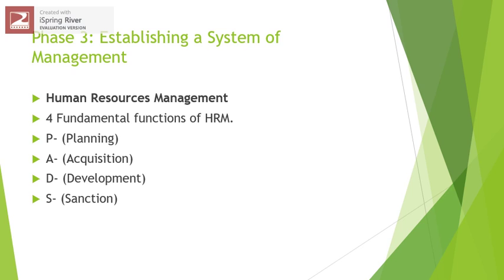To begin with, there are 4 fundamental functions that are associated with human resources management. The acronym for the 4 functions is called PADS. The letter P within PADS stands for planning. The letter A stands for acquisition. The letter D stands for development. And lastly, the letter S stands for sanction. But first, let's start with P, planning.